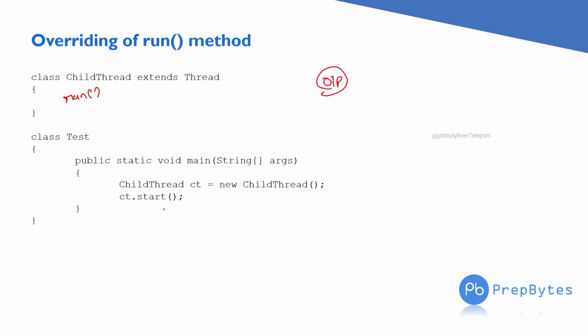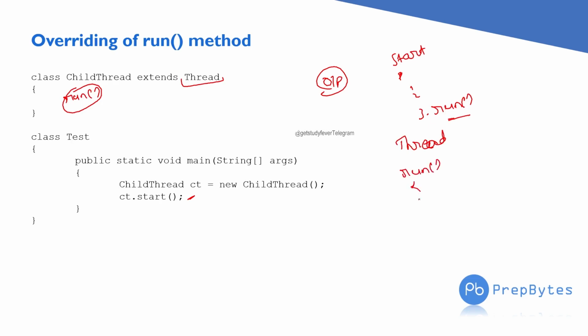So the child thread, new child thread. Child thread will call the start method. There is no start method here. It will go to the thread class. Start method will be present. Now start method will do the first and second steps and then it will invoke the run method. Now the run method is not overridden here. So it will call the run method of where? It will call the run method of thread class itself. Now the run method of thread class, I have told you this previously, is an empty implementation.